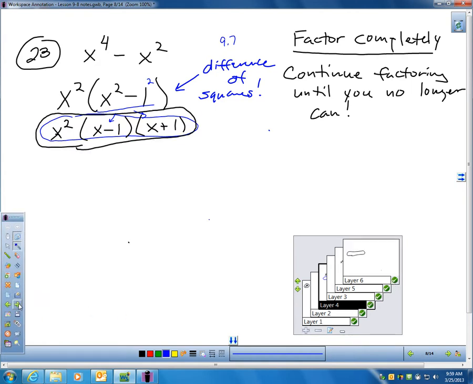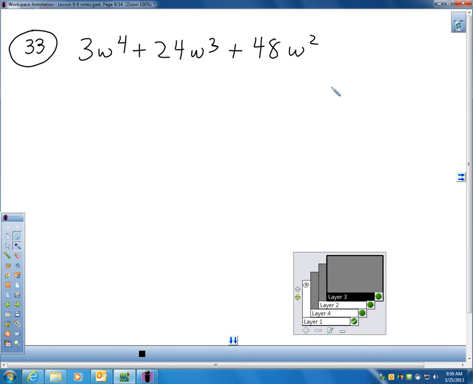All right? Here's another one, number 33. They want me to factor this completely, and I see a trinomial. The first thing I've got to check on is, do I have a common factor? And I definitely do. I can divide each of these by 3, and I can pull out at least 2 factors of w from each. This has 4 factors, this has 3, and this has 2. I can factor out a 3w squared. So when I factor out 3w squared, I'm left with w squared, 8w, and 16.